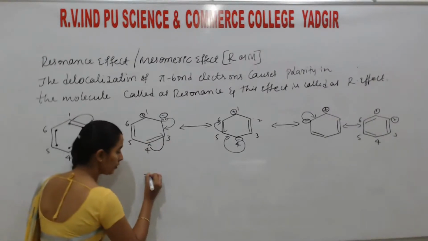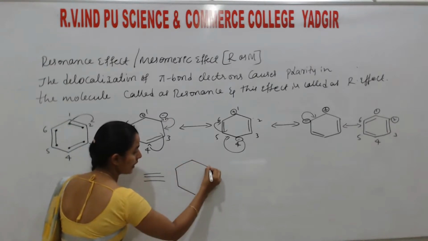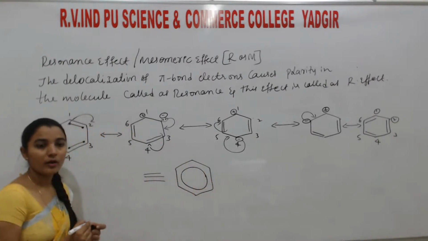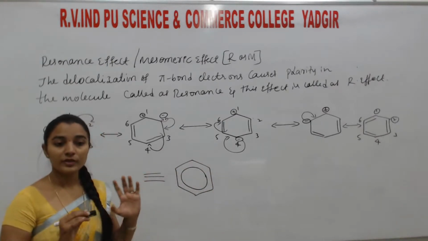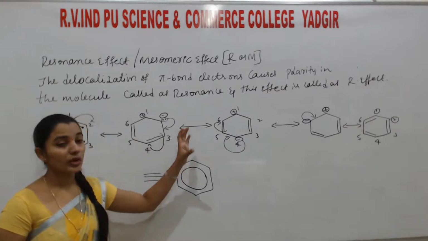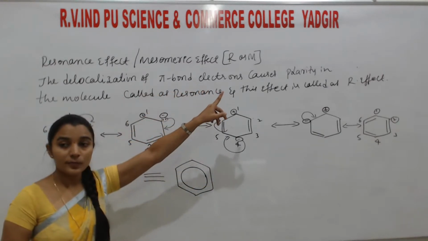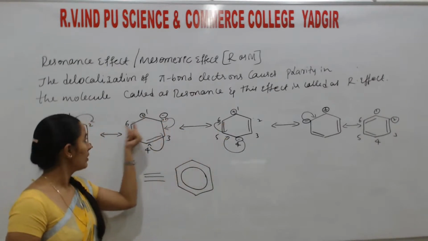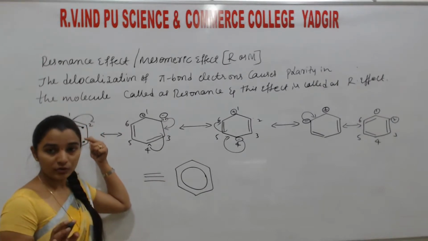So the resonance hybrid you may write like this. This represents what? All the pi electrons are delocalized over all the carbon atoms. They are not fixed at one particular position. Understand? This is what the resonance effect is. Delocalization of pi bond electrons causes polarity in the molecule. The plus and minus of this benzene ring is due to what? The delocalization of these electrons. Which electrons are those? Pi electrons.